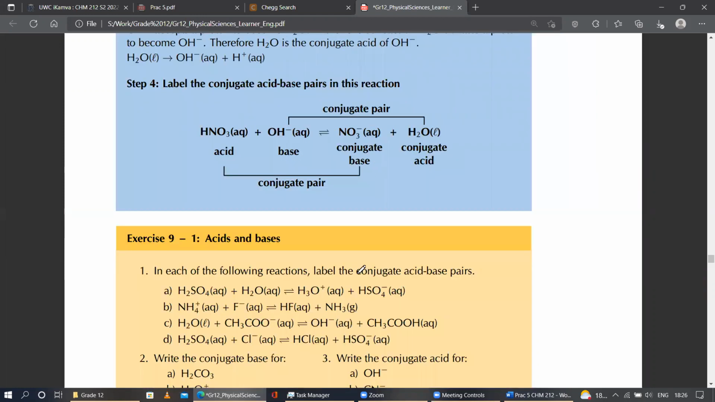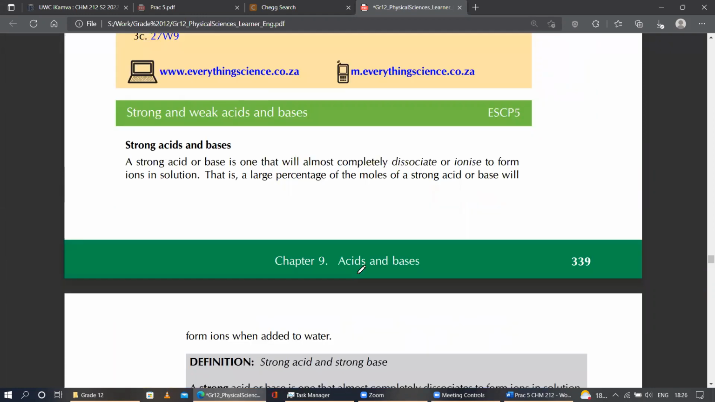I think after the conjugate acid-base pairs, what comes up next? So now we're gonna discuss the strong and weak acids and bases. From what we know, the strong acids and bases are gonna completely dissociate when they are put into a solution.